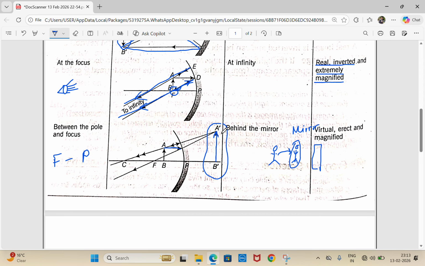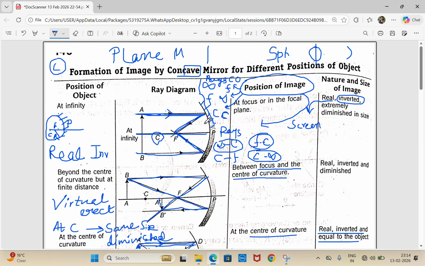Here the rays are coming out. Just make sure that the rays coming from the object go through the focus, and they don't actually meet, as we know that for virtual images rays don't meet, they only tend to meet, like parallel to each other. So this will be the case of concave mirror.